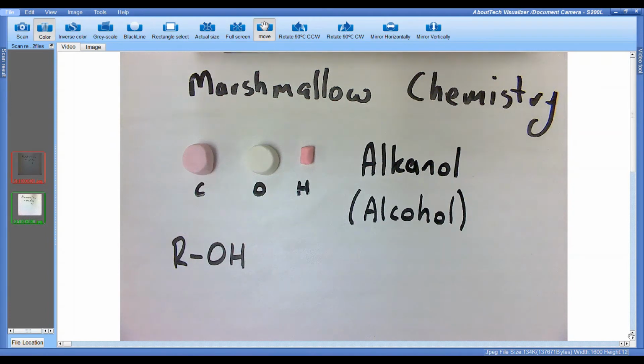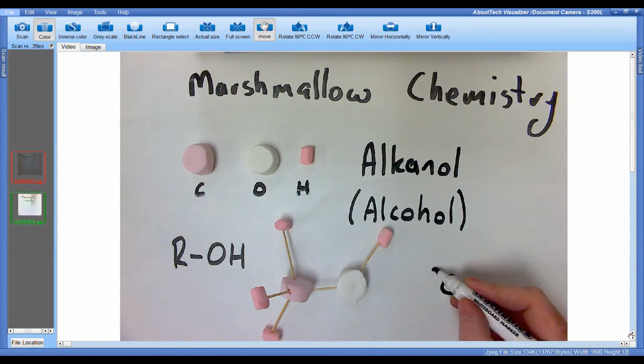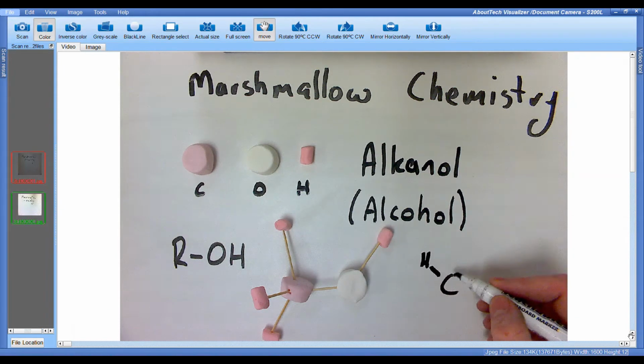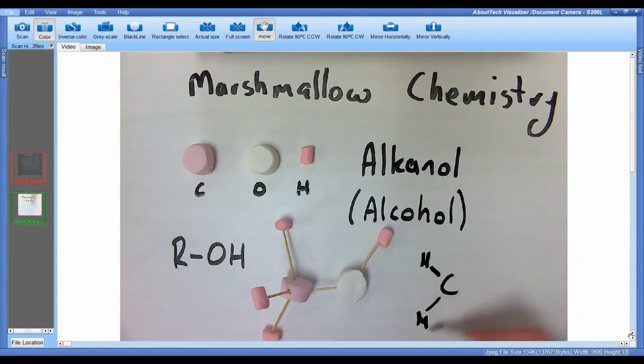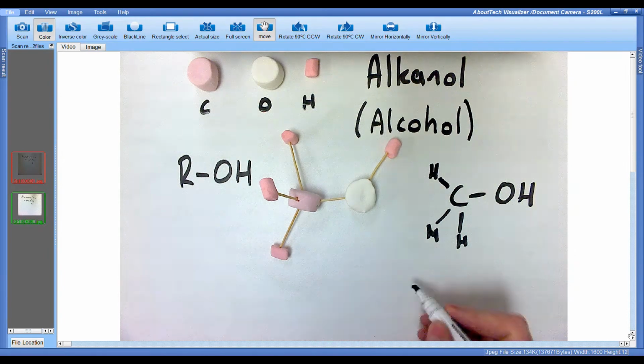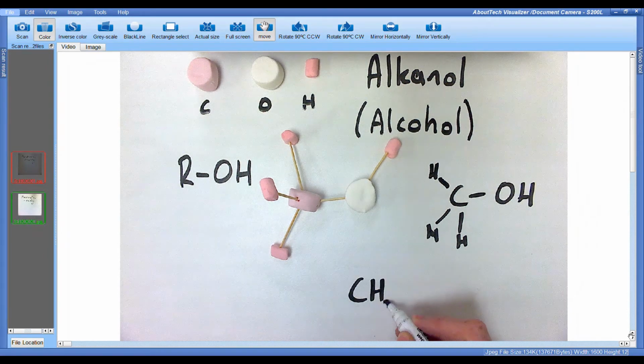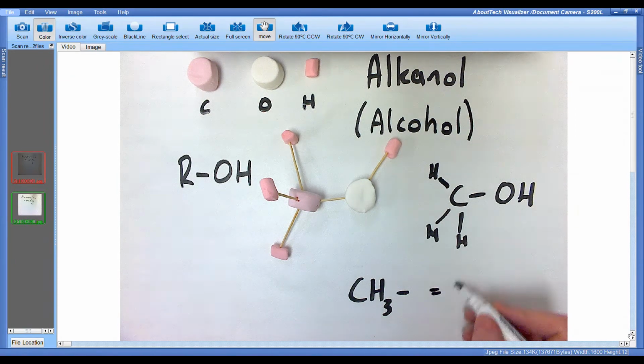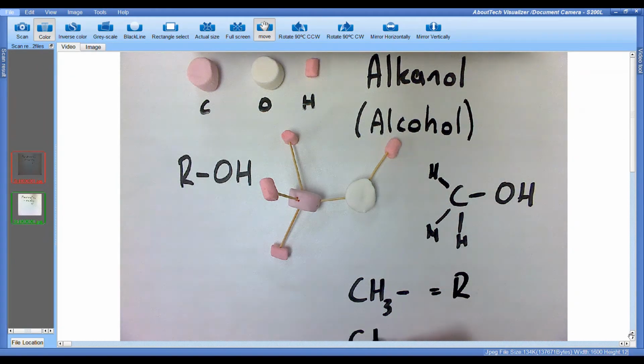The R represents a carbon chain attached to the OH group. As you can see in the molecule, we have a single carbon attached to the OH group. The carbon is attached to 3 other hydrogens, and it then is attached to the OH, making our alcohol. This means that the CH3 part of the molecule would be considered our R. So CH3OH is the overall formula for that molecule.